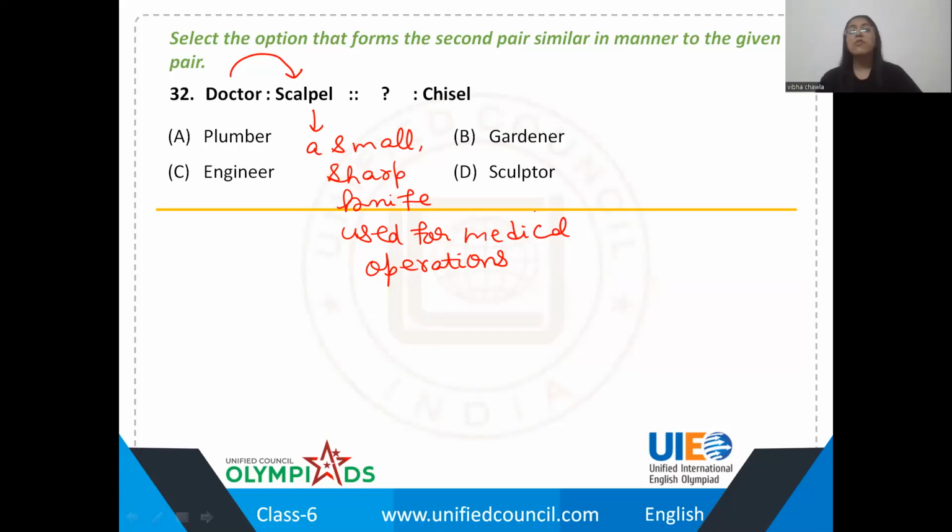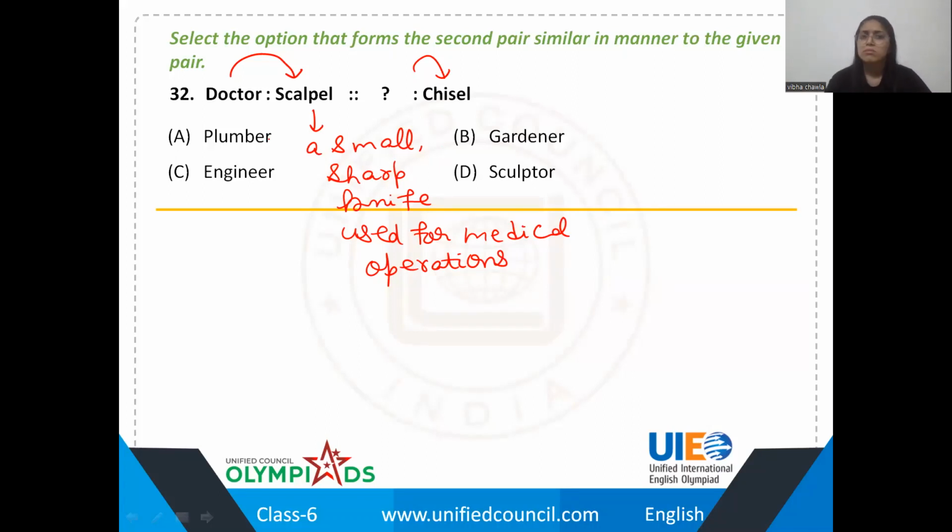Now, you have to find such a person who uses chisel. Chisel is what? It's a tool having a sharp, flat edge, which basically is used to shape, to give shape. Basically shaping wood, shaping stone, shaping any other metal, that is chisel. Okay, a tool having a sharp, flat edge that is used to shape metal, stones, wood, all of that.